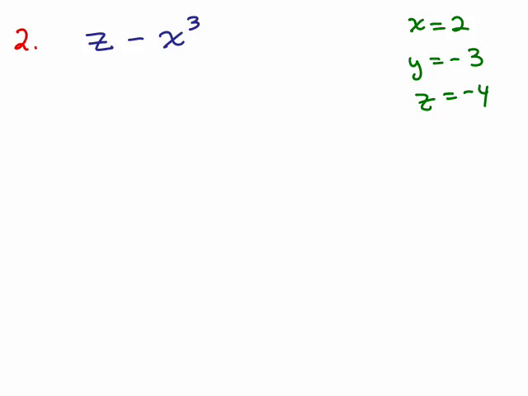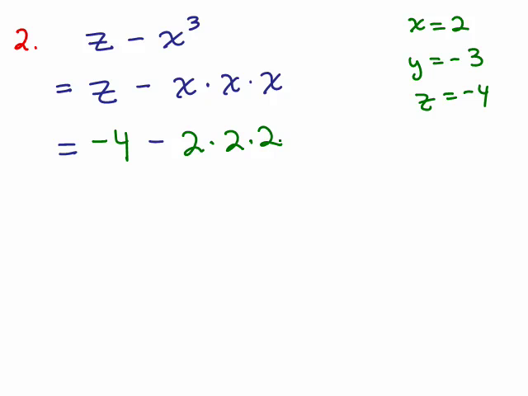All right, here's number 2. Again, we're going to plug in the values for x and z for this problem. But before doing that, I suggest you rewrite x cubed as x times x times x. You don't have to do that. I like to do it that way. Usually fewer mistakes occur. So we're going to now plug in the values of x and z. So we start off with z, so we have to plug in -4 minus 2 times 2 times 2.